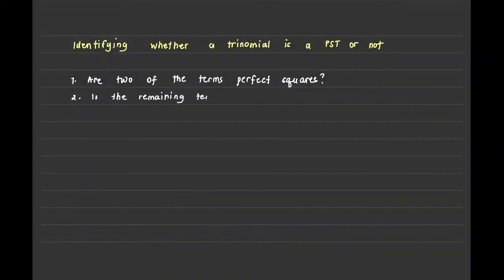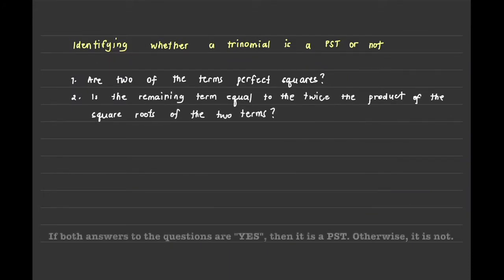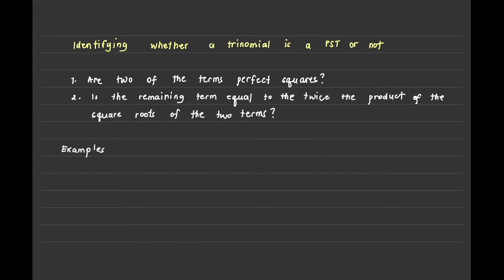Second, is the remaining term equal to twice the product of the square roots of the two terms? If both answers to the questions are yes, then it is a perfect square trinomial. Otherwise, it is not. Let's have some examples.